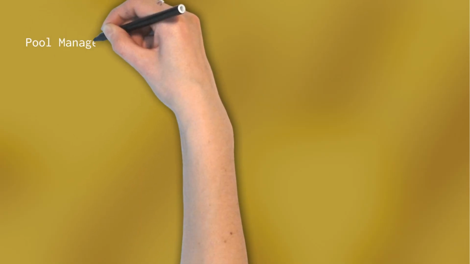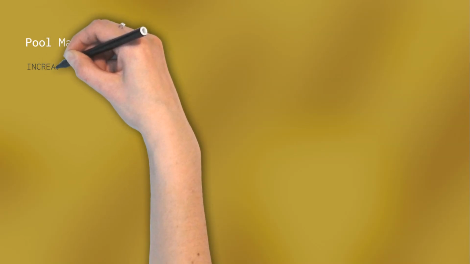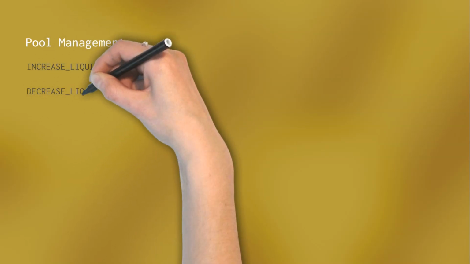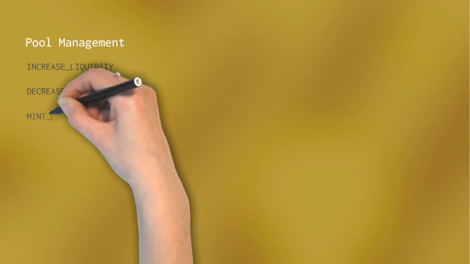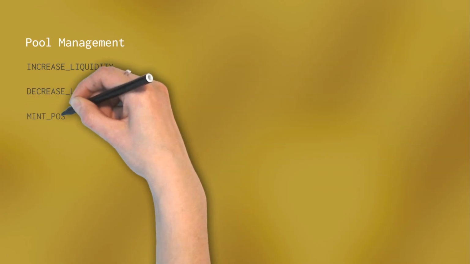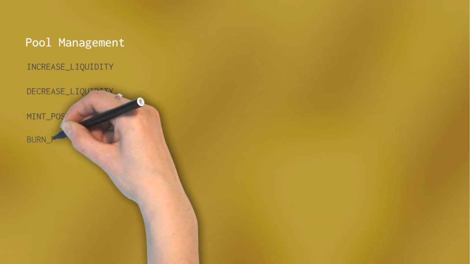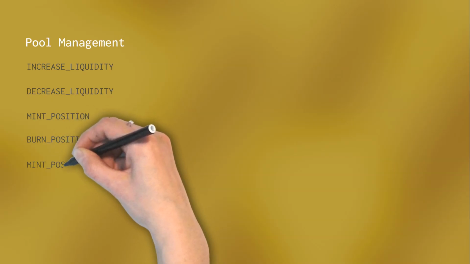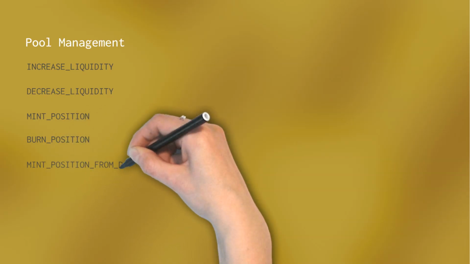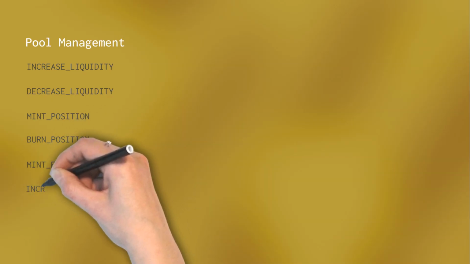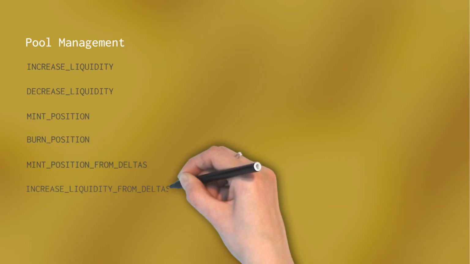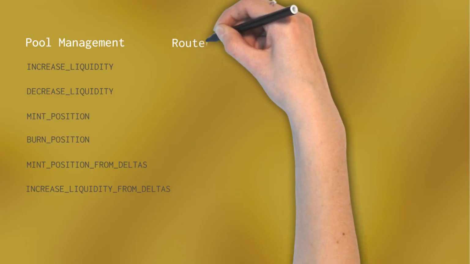First are the pool liquidity actions. Increase liquidity action is to add liquidity to the pool. Decrease liquidity action is to withdraw liquidity from the pool. Mint position is to fund the pool with the liquidity for the first time and to mint the liquidity position token. Burn position is to burn your NFT liquidity position. Mint position from deltas is to mint a new liquidity position from earned fees. Increase liquidity from deltas is to increase the liquidity pool by crediting earned fees to the liquidity pool.